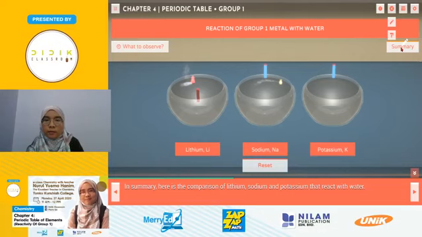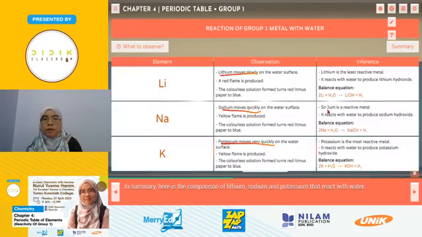Now we look at the summary. We can compare here that lithium moves slowly, and sodium moves quickly, and potassium moves very quickly. And lithium reacts with water to produce lithium hydroxide. Sodium reacts with water to produce sodium hydroxide. And potassium is the most reactive metal, so it produces potassium hydroxide here.